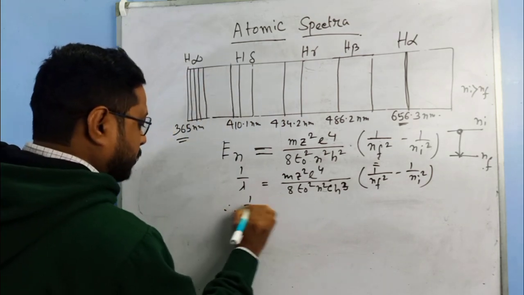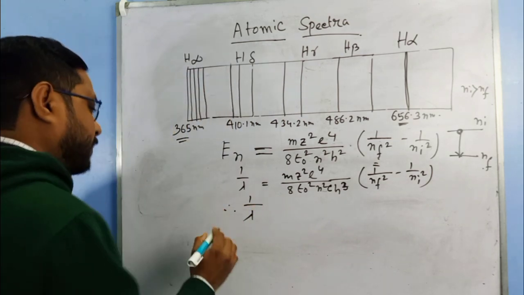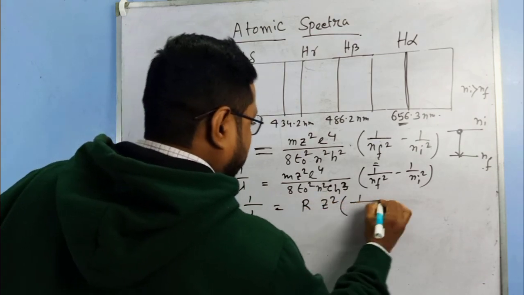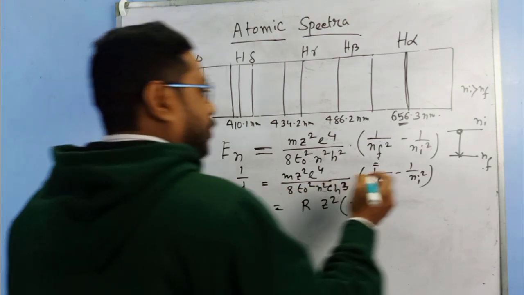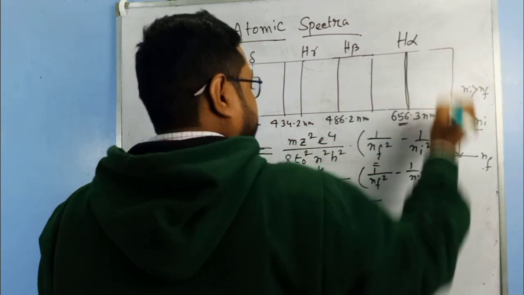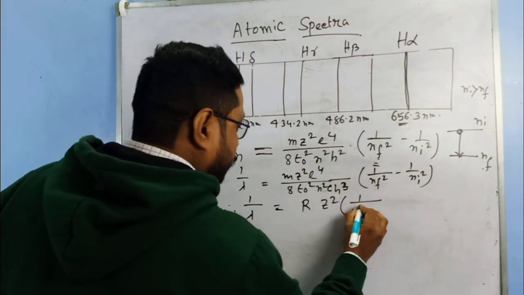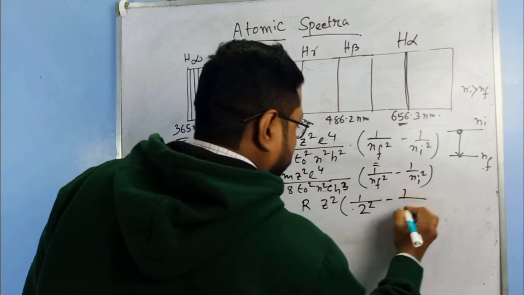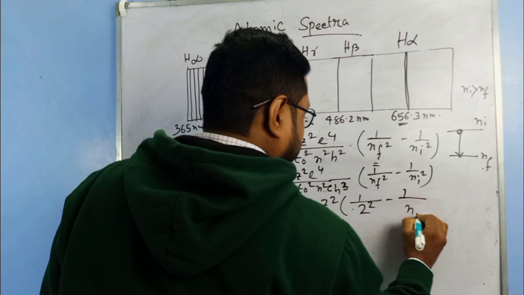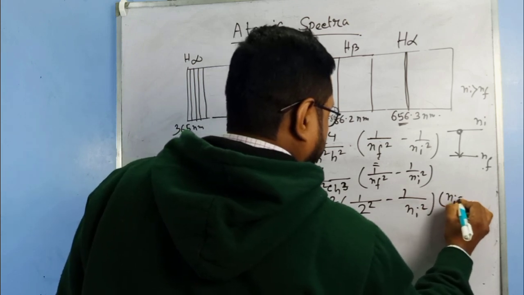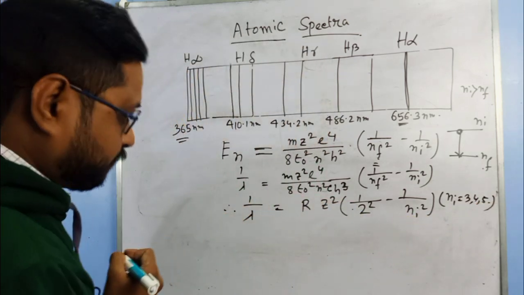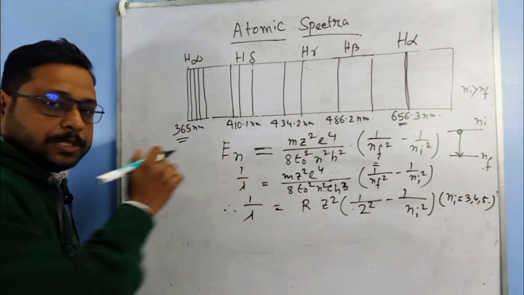So, the expression for Balmer series wavelength is 1 by lambda is equal to R z square times 1 by nf square minus 1 by ni square. For Balmer series, the electron always comes to the n equal to 2 level. From upper excited states, for Balmer series we can put nf equal to 2 and ni equal to 3, 4, 5 and so on. So, this is the expression for Balmer series.